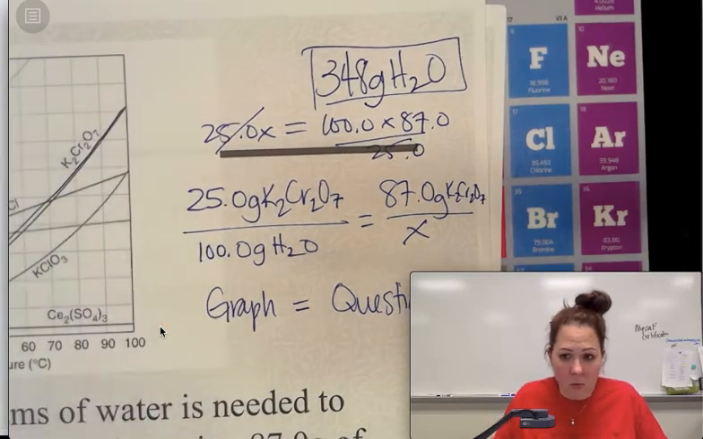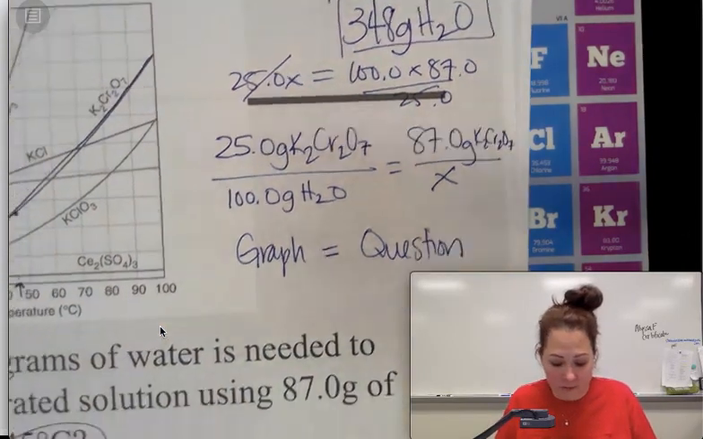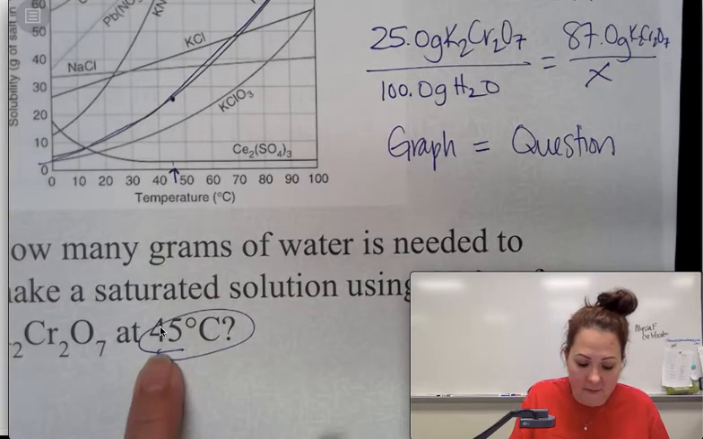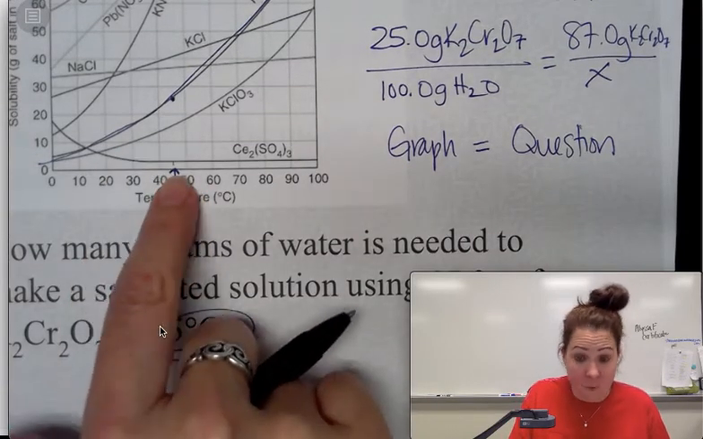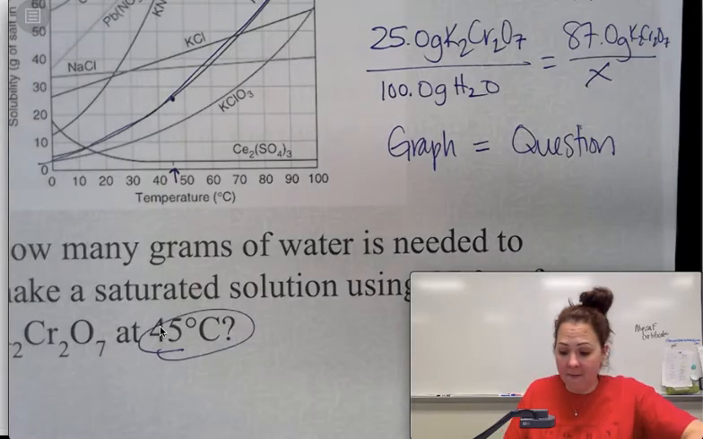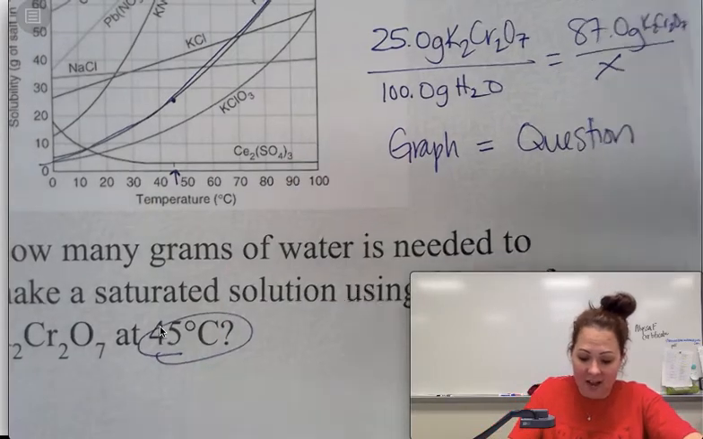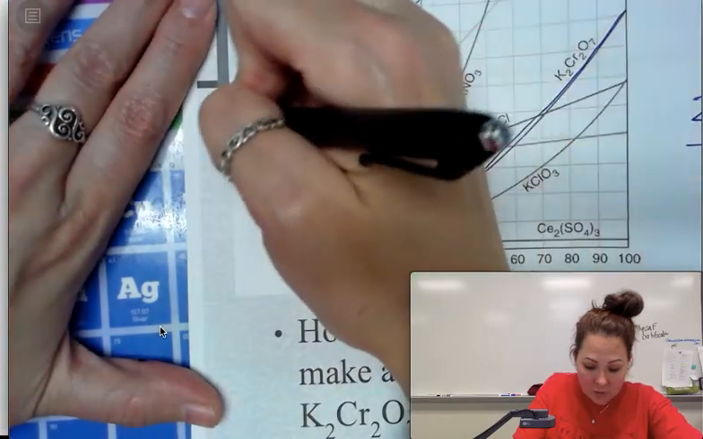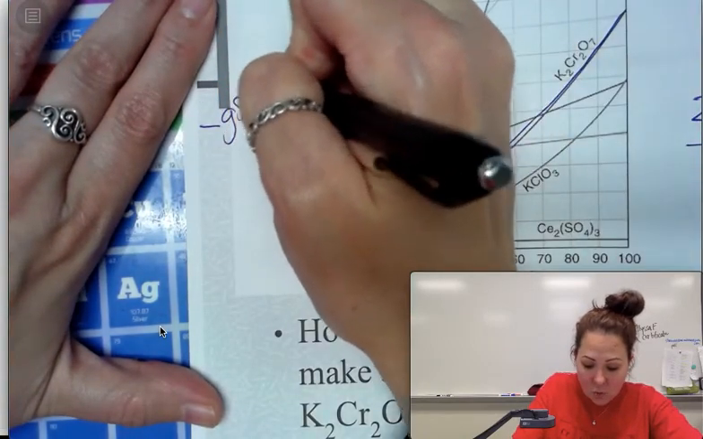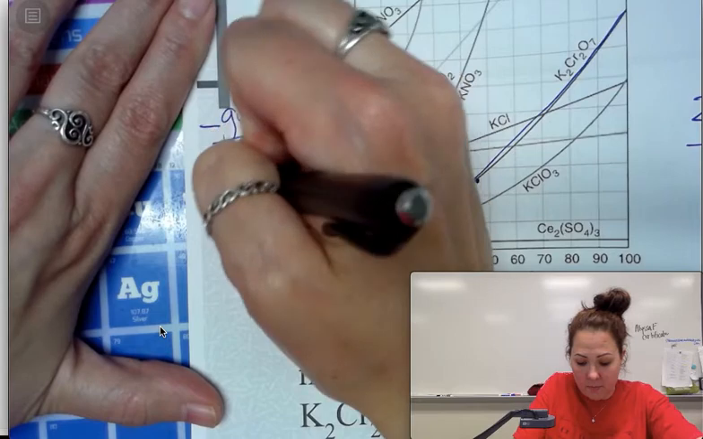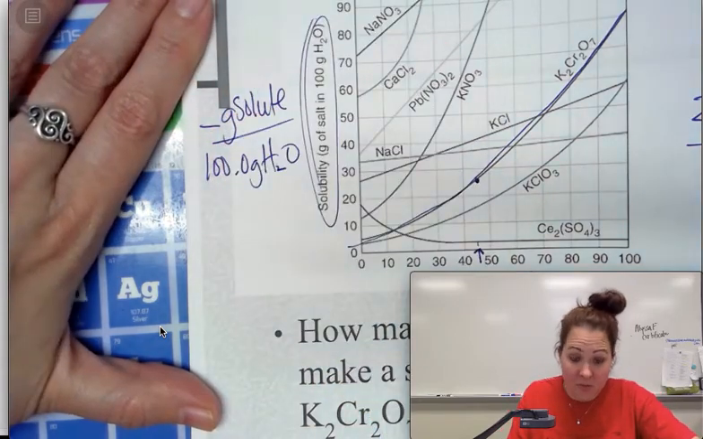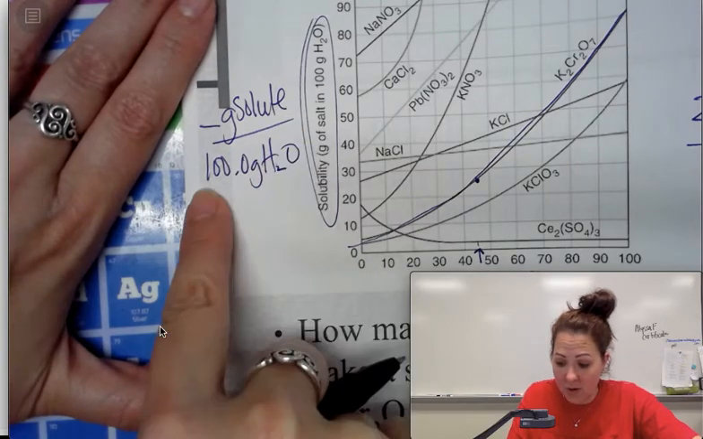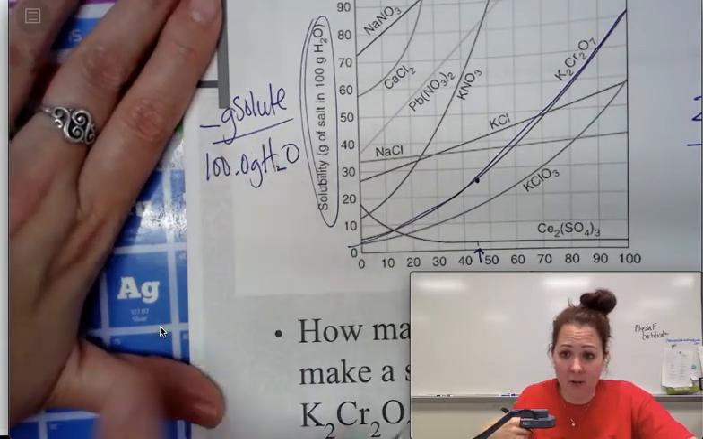So the overall thing that people get confused about is what to do with the temperature. The temperature tells you where to read the graph. And when you read the graph, whatever information you pull off of it, and it says this on the side over here, it's how many grams of solute dissolves into 100 grams of water. So as long as you can remember this, it's how many grams of solute dissolved into 100 grams of water, and you can set it equal to whatever you have in the question.